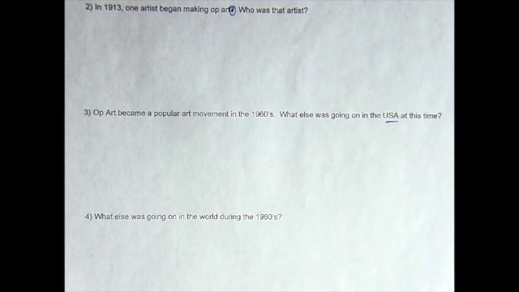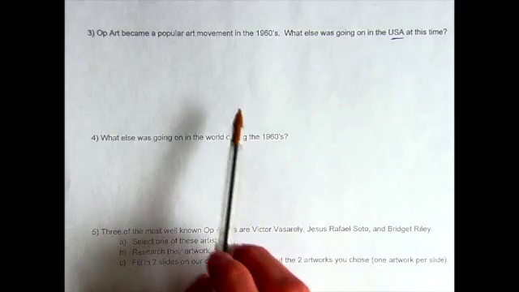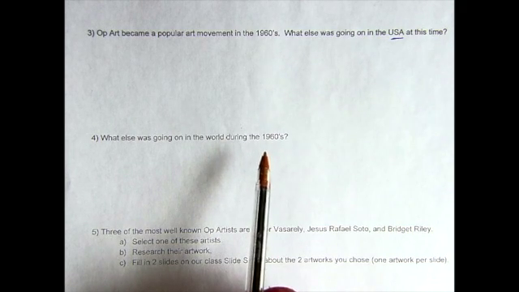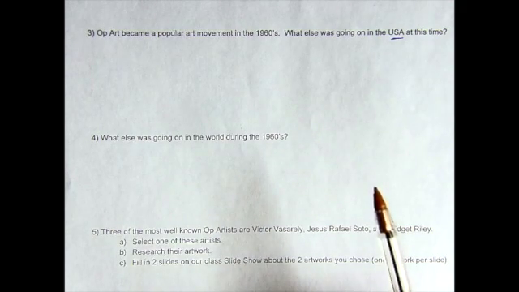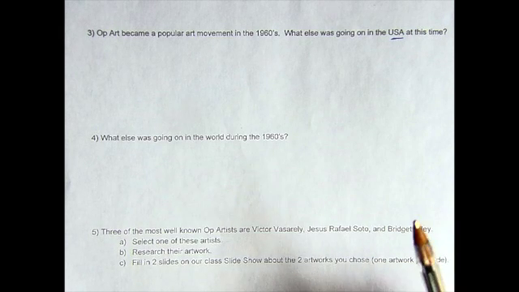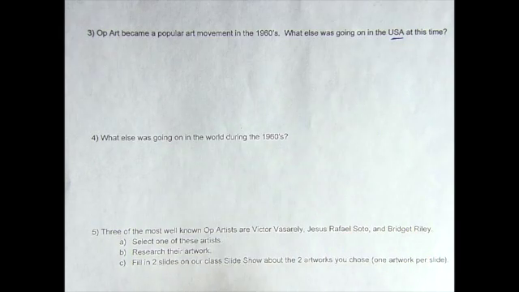The third question is, op art became popular in the 1960s. So what was going on in the USA at that time? So in our country, what were some specific things that were happening? There were a lot of really important things happening in history in our country at that time. And then also what was going on in the world in the 1960s. So were there other countries doing huge things at that time? Were there wars happening in the world at that time? This would be the place for that.